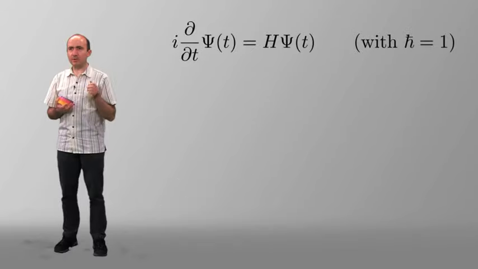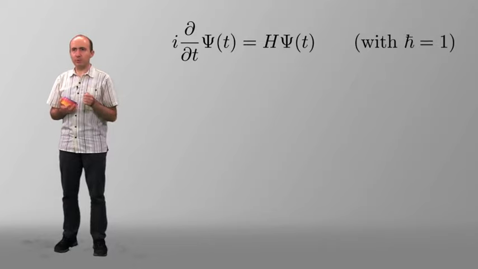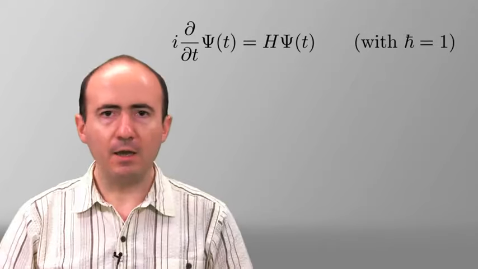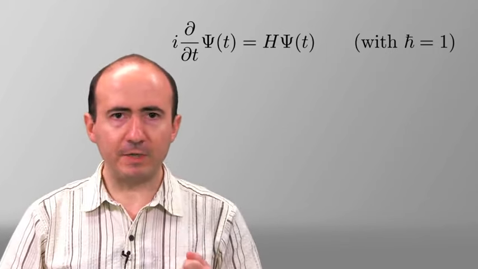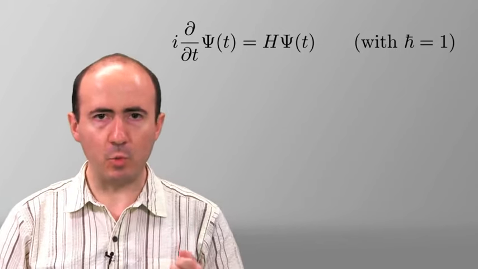However, in general, systems are described by a wave function psi of t, which evolves in time. So, if we fix this wave function psi of t equals 0 to be equal to psi 0 at initial time, it evolves in time according to the Schrödinger equation displayed here, which is i times d psi over dt is equal to H times psi, and here H is the Hamiltonian of the system, and we have also fixed the constant h bar to be equal to 1.